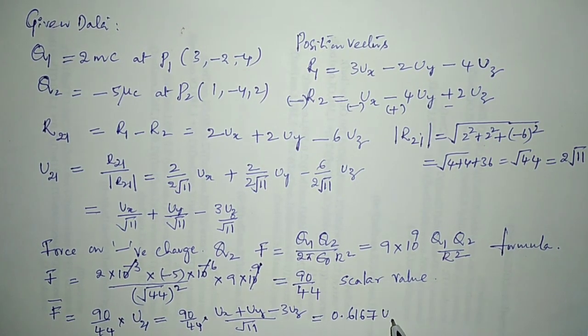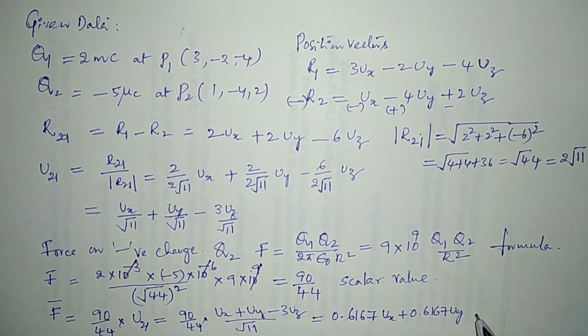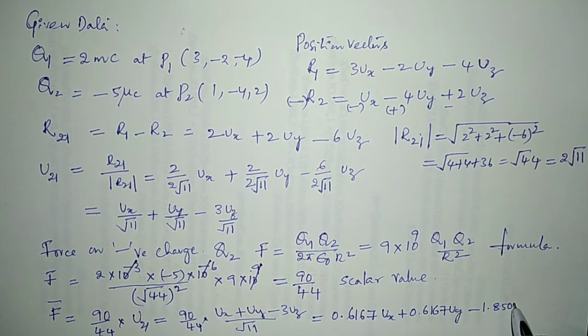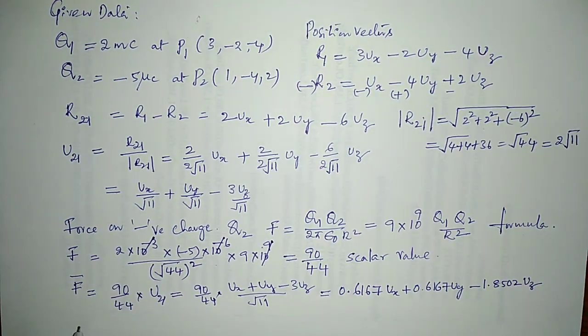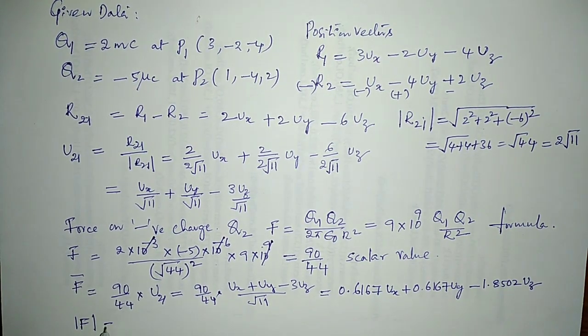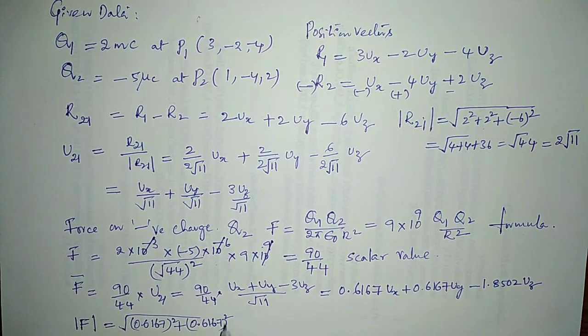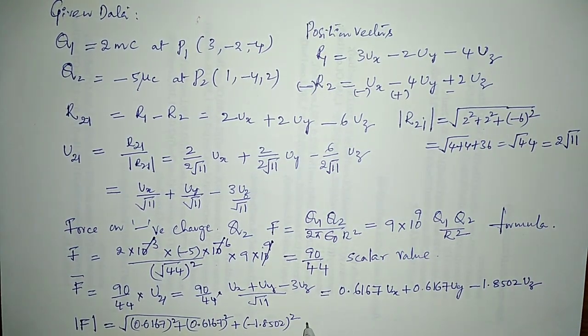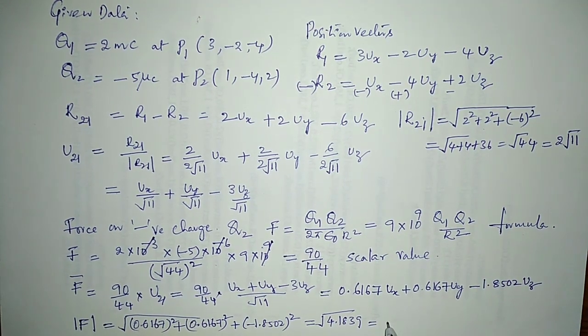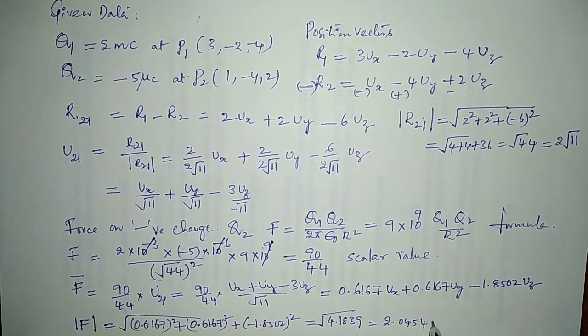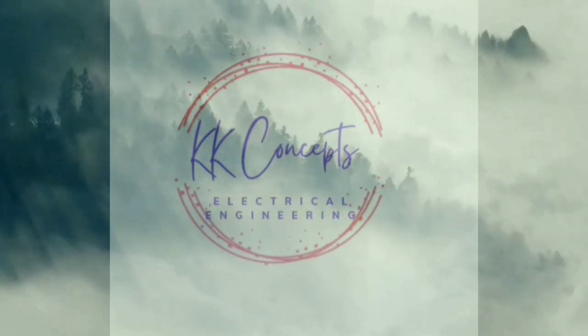That is 0.6167 ux plus 0.6167 uy minus 1.8502 uz. Magnitude of this force is equal to the square root of 0.6167 whole square plus 0.6167 whole square plus minus 1.8502 whole square. When you simplify, it comes to the square root of 4.1839, which equals 2.04546 newtons.